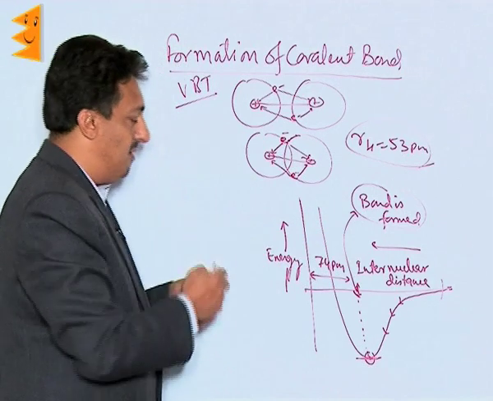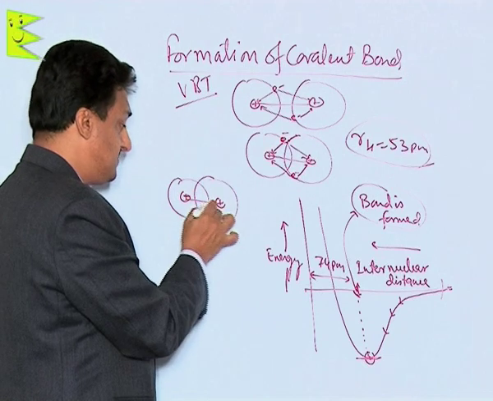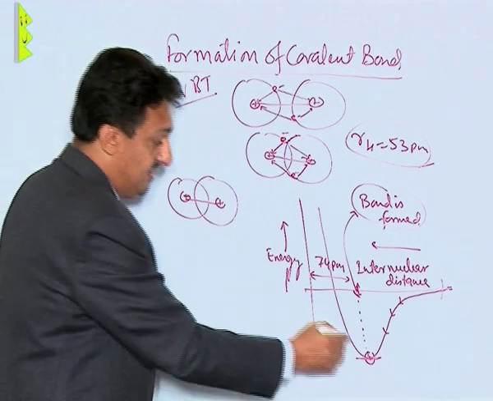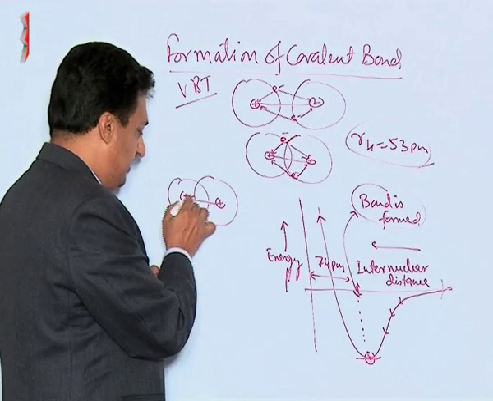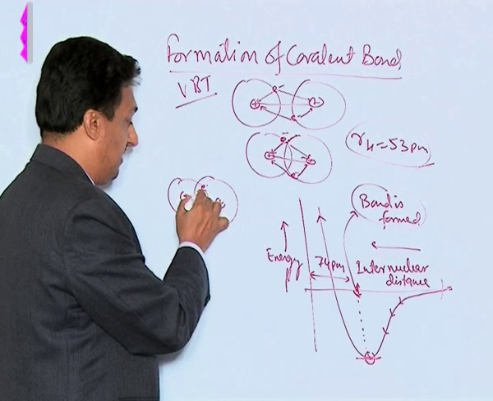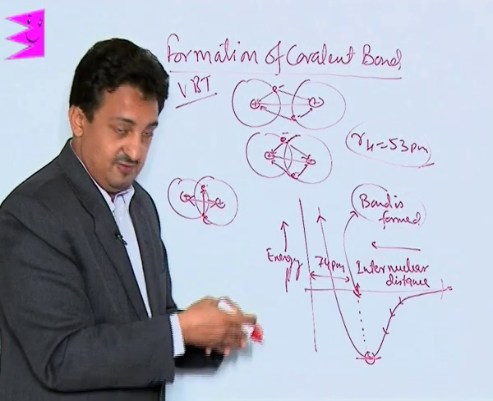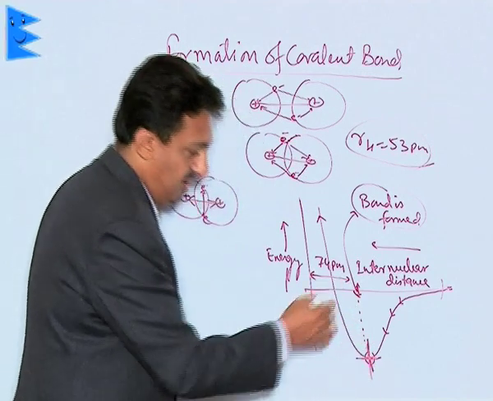Now if we try to bring them still closer to each other, we are decreasing the distance further, and the energy of the system increases, it shoots up. The reason is that the repulsive forces between nucleus and nucleus and between electrons and electrons become stronger than the attractive forces, so energy increases. So the system can exist only up to this point.